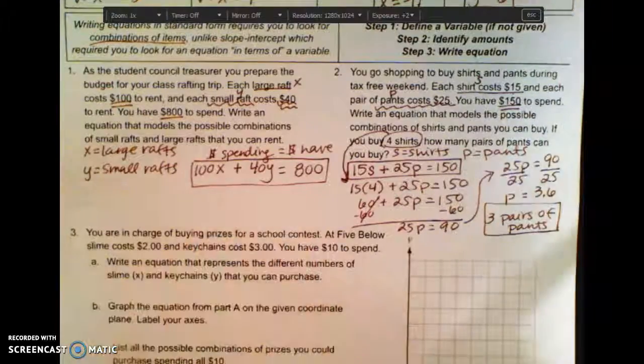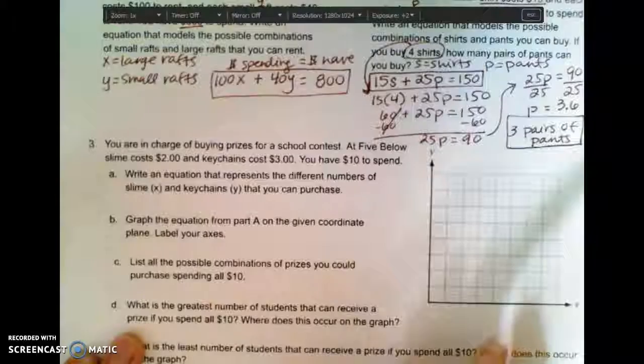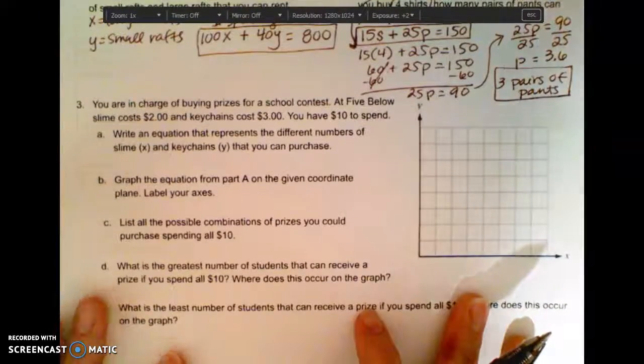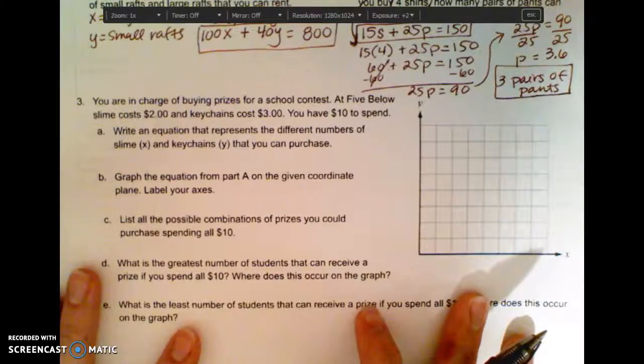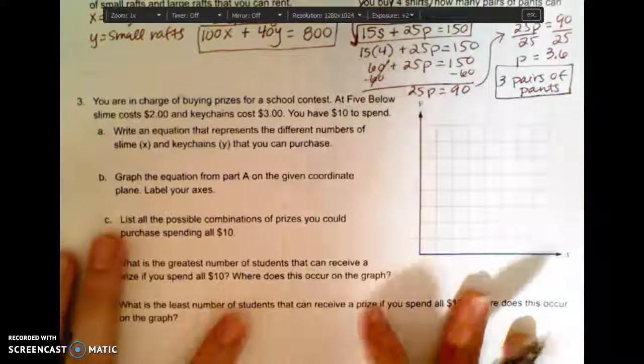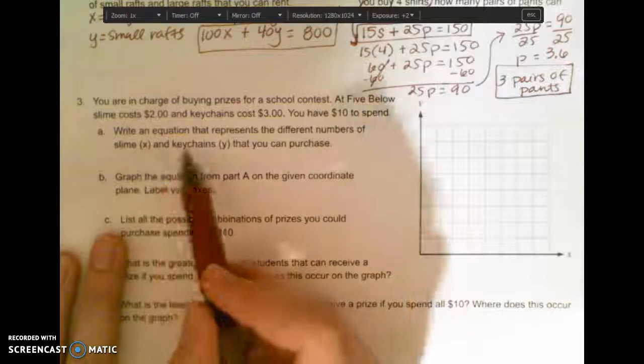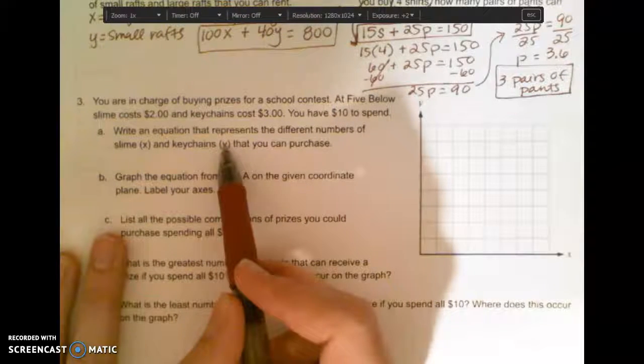Last question on our notes. Let's look at this one. You are in charge of buying prizes for a school contest. At Five Below, slime costs $2 and keychains cost $3. You have $10 to spend. Write an equation that represents the different numbers of slime, x, and keychains, y, that you can purchase.